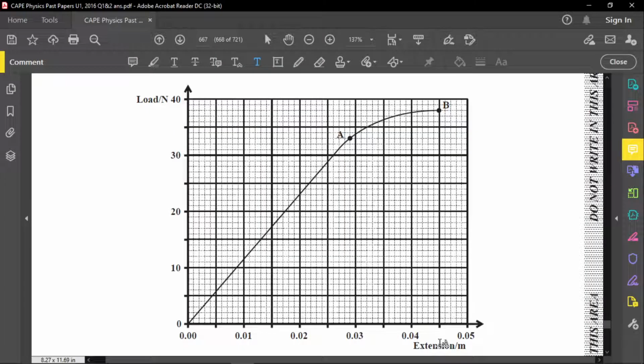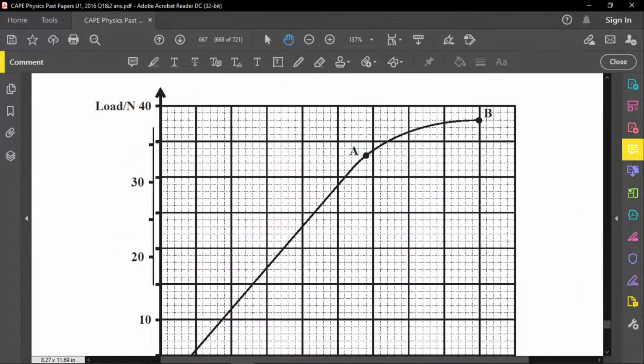Now, I'm going to point out a few things with this graph before I actually go into answering it. All right, so I'm going to zoom into the graph to point out a few things first. So let's go into the zoom of the graph.